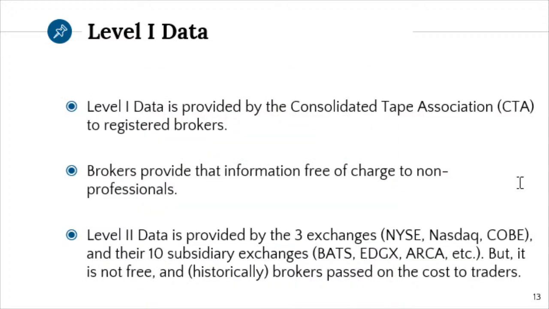Level 1 data, just FYI, is provided by the Consolidated Tape Association, the CTA, to registered brokers. Brokers provide that information free of charge to non-professionals. Level 2 data is provided by the 3 exchanges. There's only 3 exchanges. I don't know if you knew that. And they have 10 subsidiary exchanges, 10 or 11, I'm not 100% sure. So it's the NYSE, NASDAQ, and CBOE. Everything else is a subsidiary.